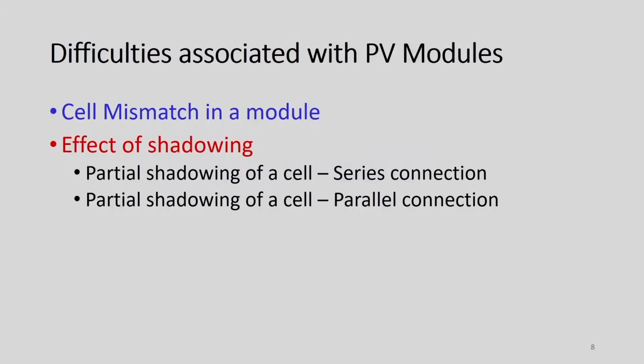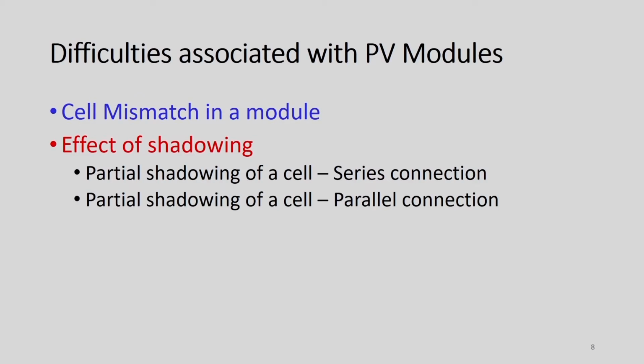Okay. So, now let us study the difficulties associated with PV modules. What problems may arise if cells are not matched and if these cells of the modules are shadowed. Okay. So, these two phenomena will be studied. Under the effect of shadowing, we will study two cases. First case will be partial shadowing of a cell with series connection, and second case is partial shadowing of a cell with parallel connections. So, first let us study cell mismatch in a module.